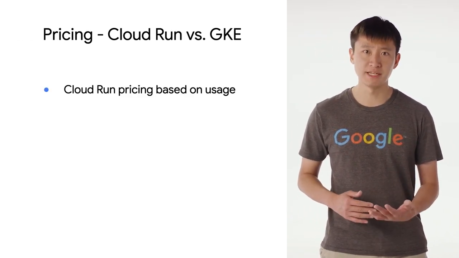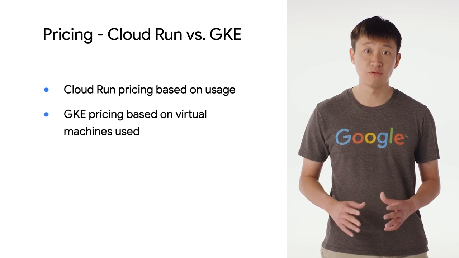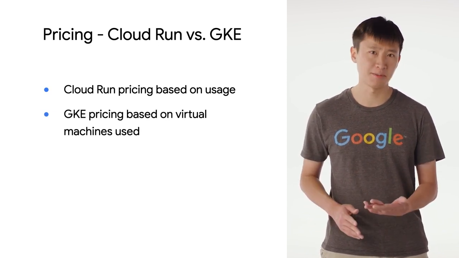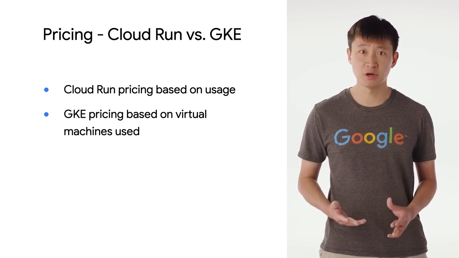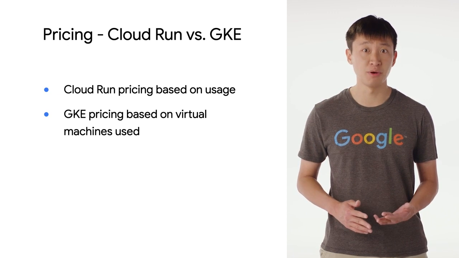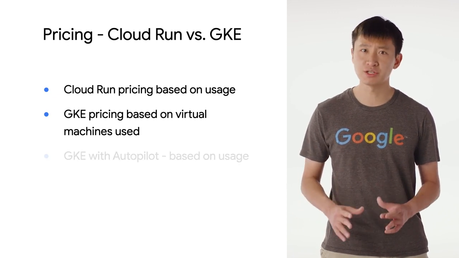One key difference between Cloud Run and Kubernetes Engine is the pricing model. While Cloud Run pricing is based on usage, the standard mode for Kubernetes Engine pricing is based on the virtual machines that are used, with one exception. For those who are already familiar with the Kubernetes API, but want usage-based pricing and a more fully managed mode of a GKE cluster, they can turn to GKE's autopilot mode.